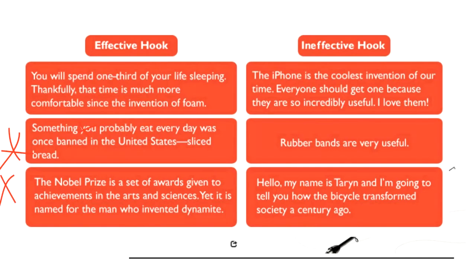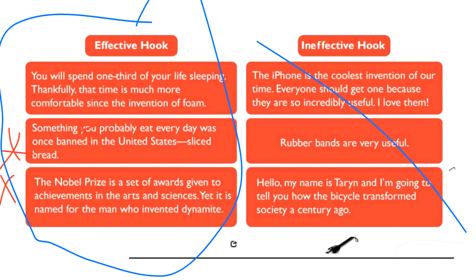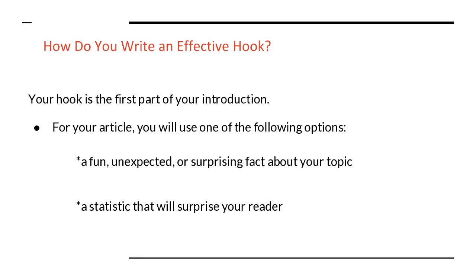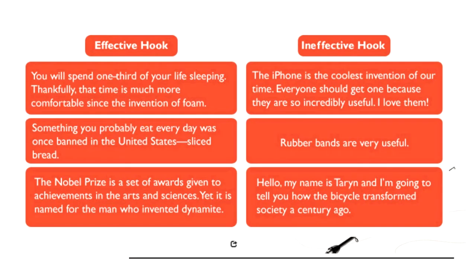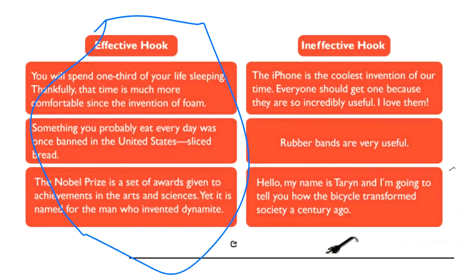So when you are writing, your hooks should be over here in the effective hooks. And remember, you want to go back and make sure that it's a fun, unexpected, or surprising fact or a statistic that will surprise your reader. Okay, so that's what you're doing for your hooks. Easy peasy, pick one of those to do. And make sure yours looks more like the effective hooks. Okay, so that's one part, the hook.